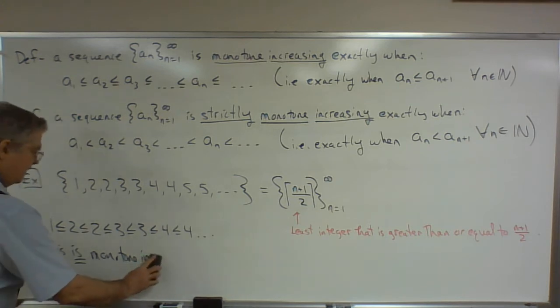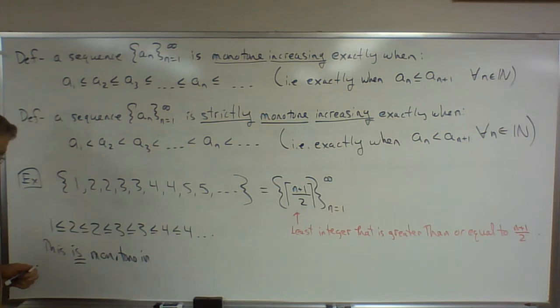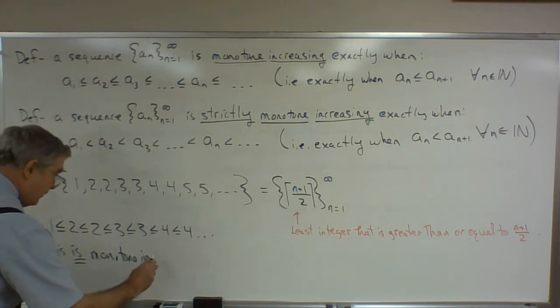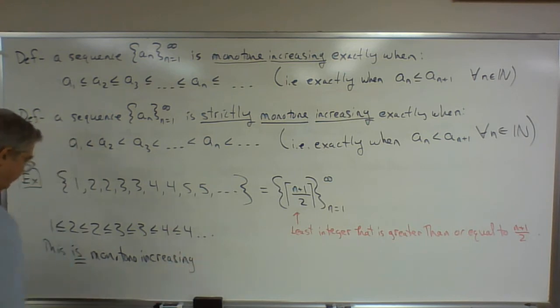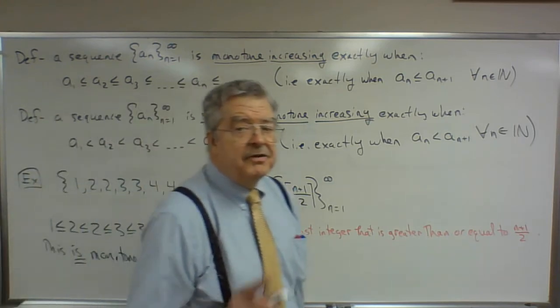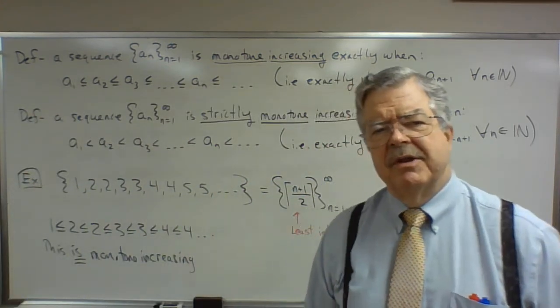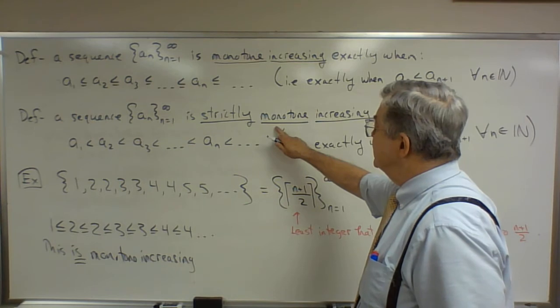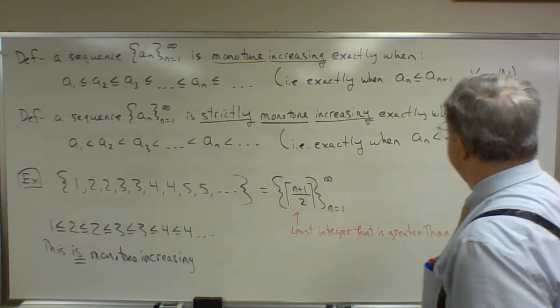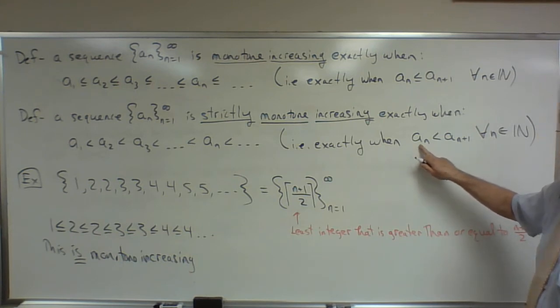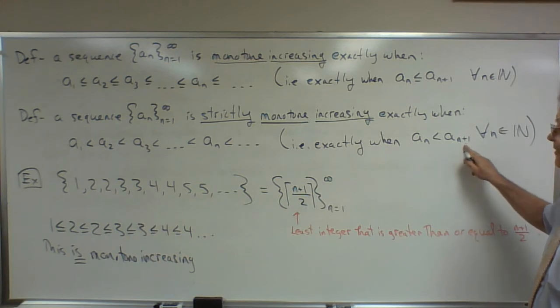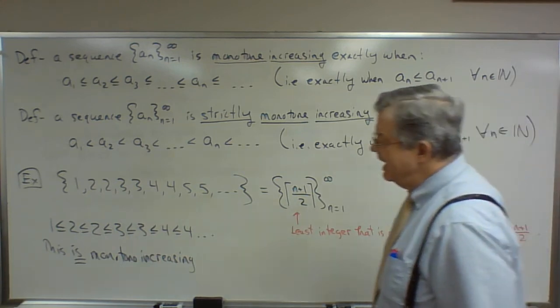Let's see, increasing, I think there's an R in there somewhere. And maybe I'm wrong. Now, is it strictly monotone increasing? If it's strictly monotone increasing, then every term is greater than the term that precedes it, or every term is less than the term that succeeds it. Does that happen here?